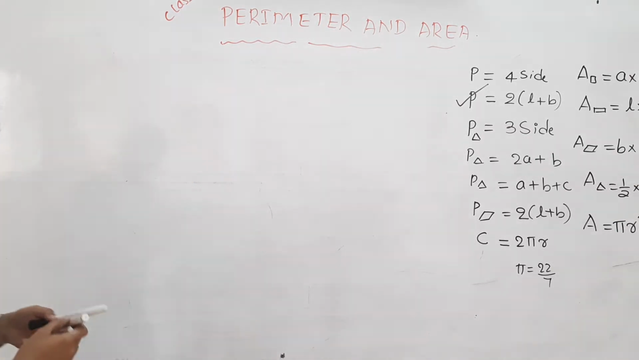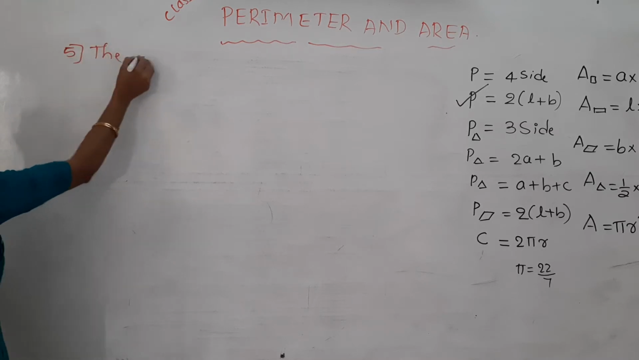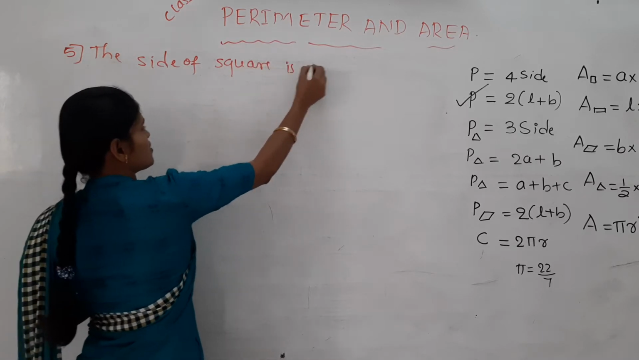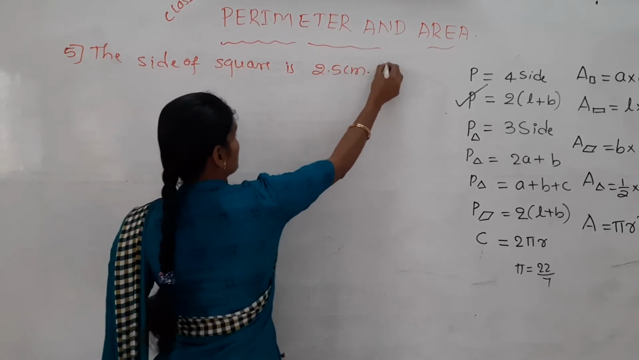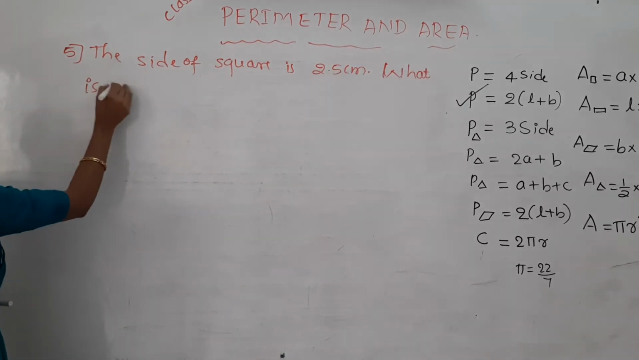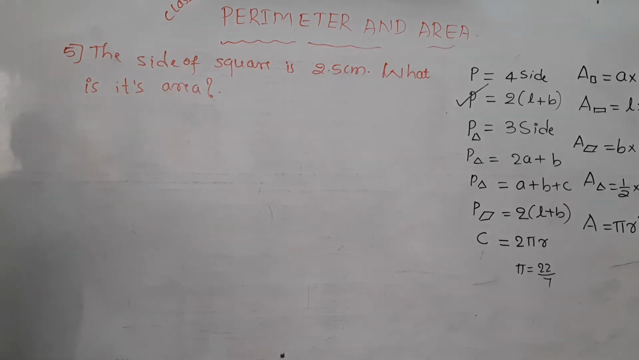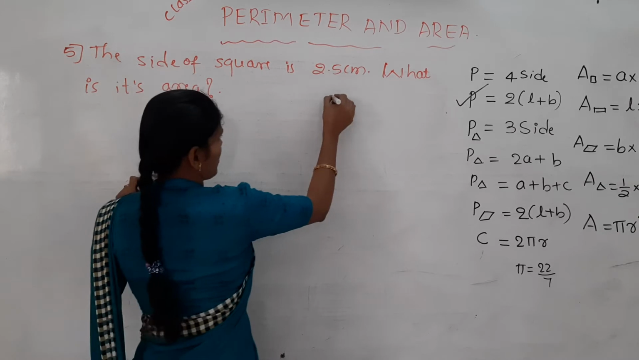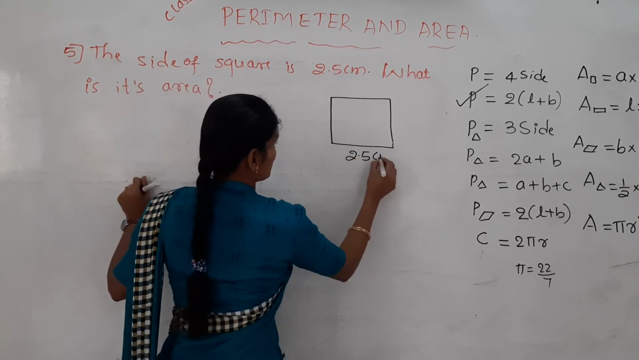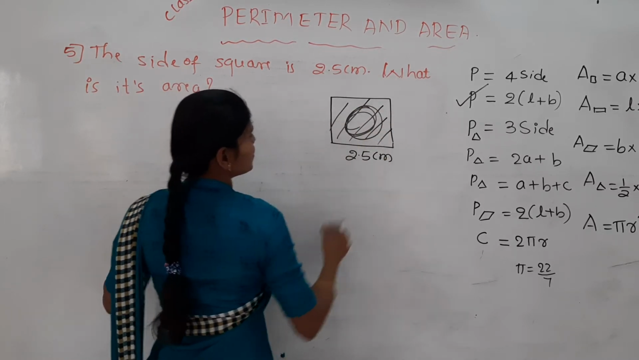The side of a square is 2.5 centimeter. What is its area? Yes, we find it. Here, this is a square. One of the sides is given, how much? 2.5 centimeter. Then we have to find its area. This whole area we have to find.